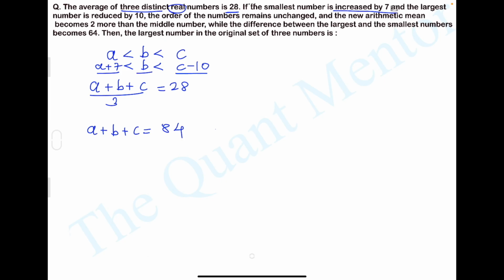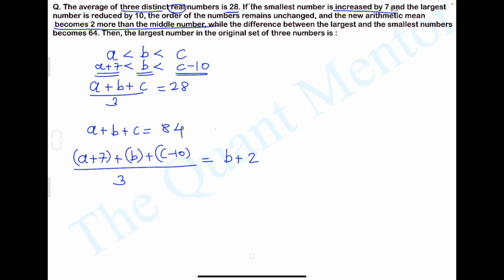Then the new arithmetic mean becomes 2 more than the middle number. In this case, the three numbers are A + 7, B, and C - 10. The arithmetic mean of these three is (A + 7 + B + C - 10)/3. This average becomes 2 more than the middle number, so this average is B + 2. If I simplify this further, 7 and minus 10 gives minus 3. So A + B + C - 3 is equal to, multiplying both sides by 3, 3B + 6.